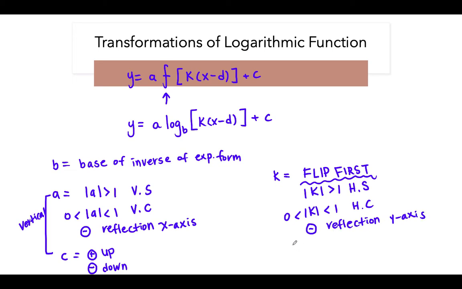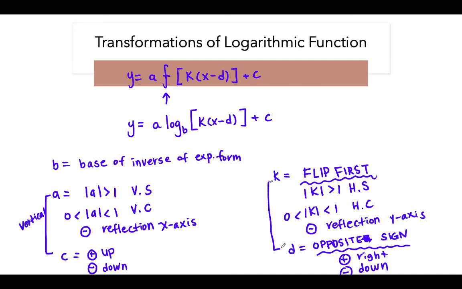Another letter that we have to do is D. For D, you're going to do the opposite sign first. Right now we see negative D. So if I do the opposite sign, if it's positive D, it's going right. If it's negative D, it's going left. And K and D are the horizontal transformations.